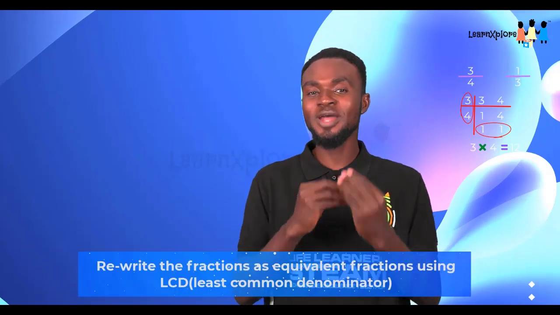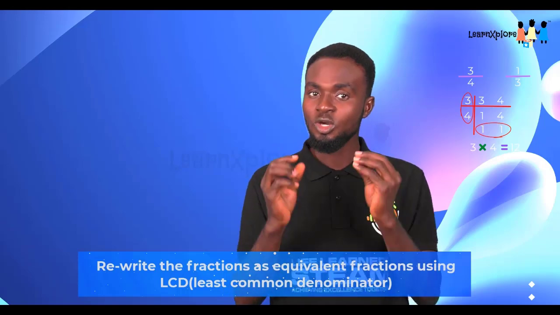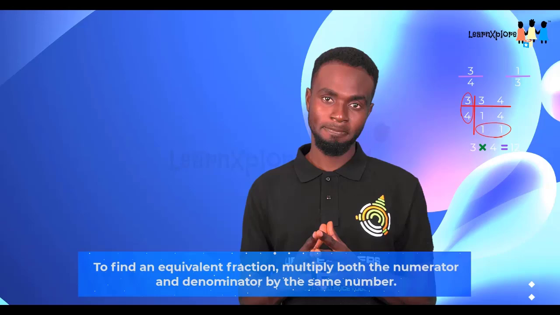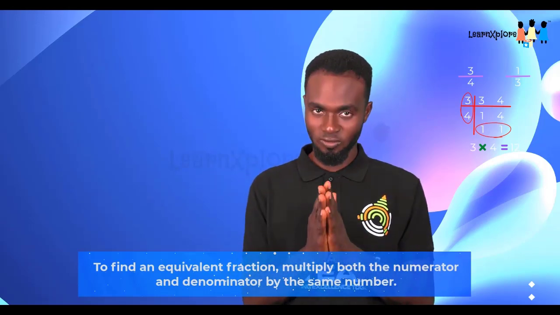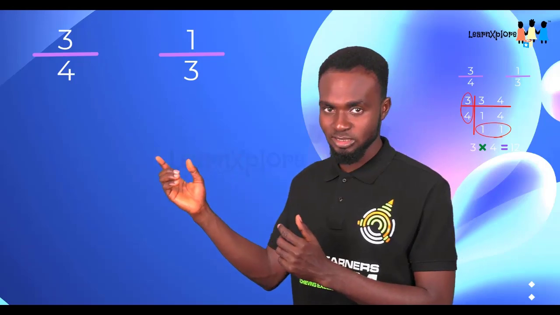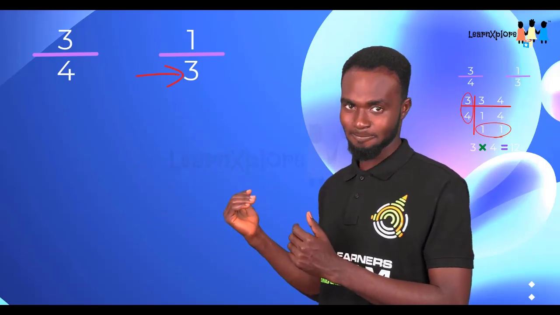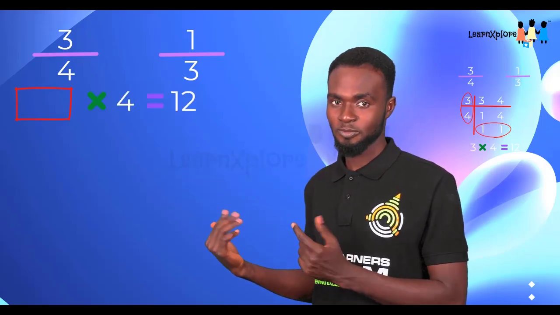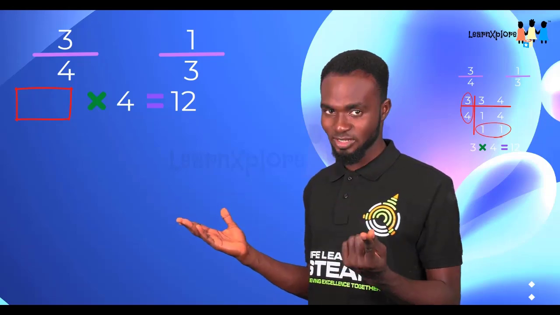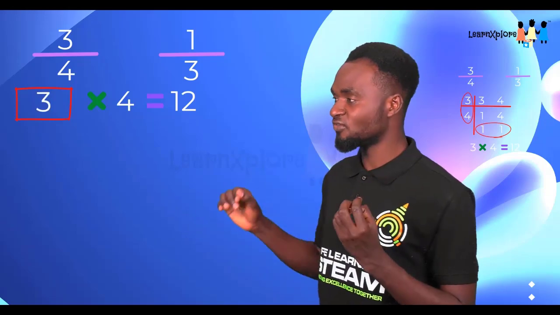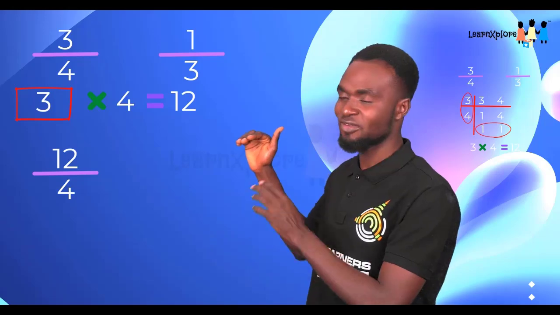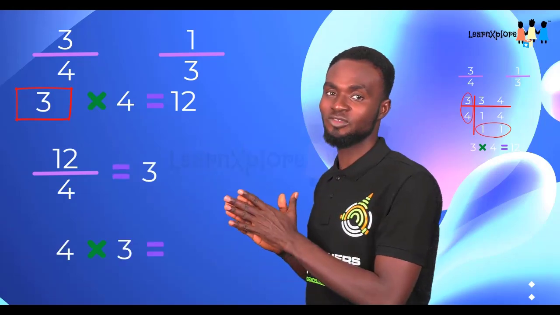The next step is we are going to rewrite them as equivalent fractions. Now take note, we said that to find an equivalent fraction, you have to multiply both the numerator and the denominator by the same number. Now you want the denominators to be 12. In the first fraction the denominator is 4 and in the second one it is 3. What number will you multiply by 4 to give you a common denominator of 12? That is 3. Another way to do that is to divide the common denominator by one of the denominators. So for 4, we divide 12 by 4, it will give us 3. So 4 times 3 will give us 12.